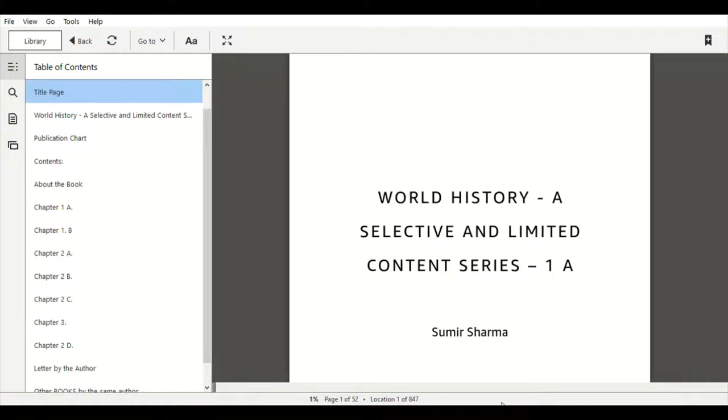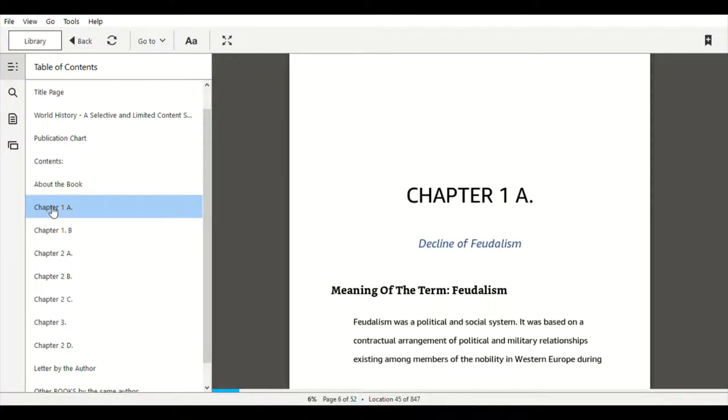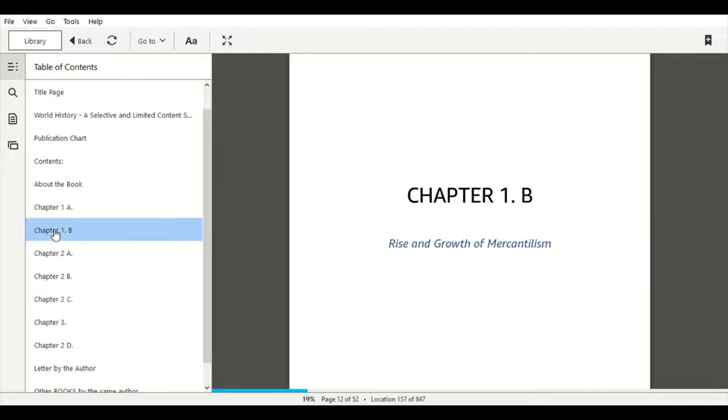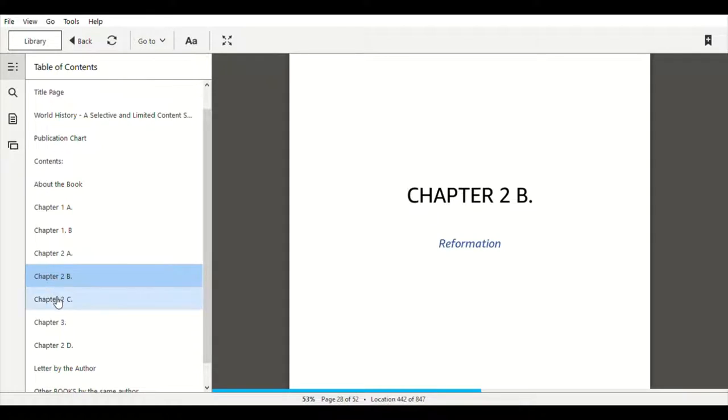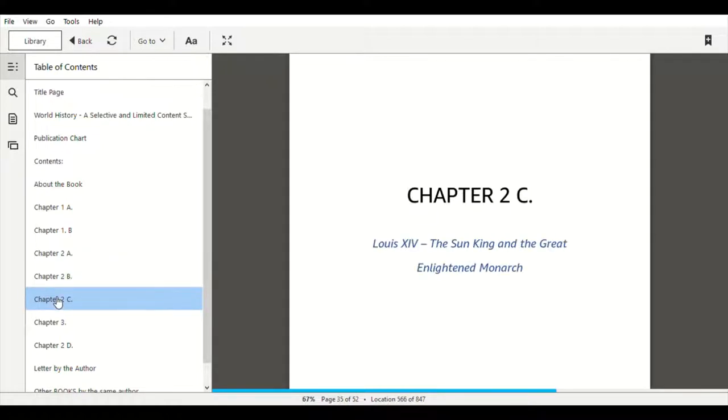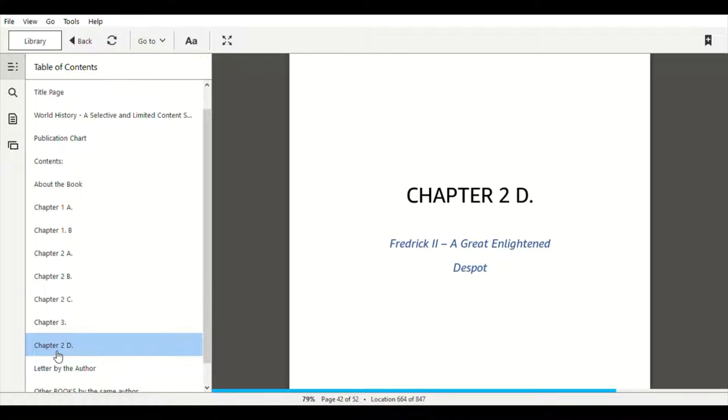The book contains 7 chapters. Chapter number 1A is Decline of Feudalism. Chapter number 1B, Rise and Growth of Mercantilism. Chapter 2A, Renaissance. Chapter 2B, Reformation. Chapter 2C, King Louis XIV, the Sun King and the Great Enlightened Monarch. Chapter 2D, Frederick II, a Great Enlightened Despot. And Chapter 3, Glorious Revolution.